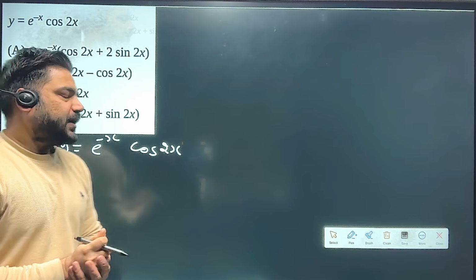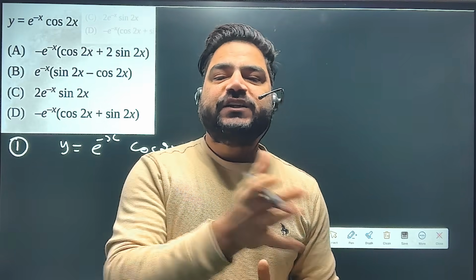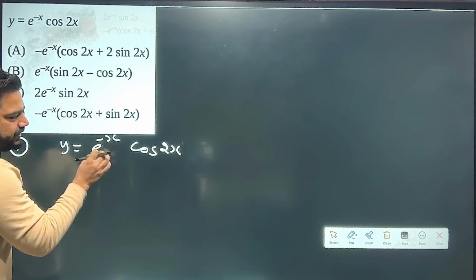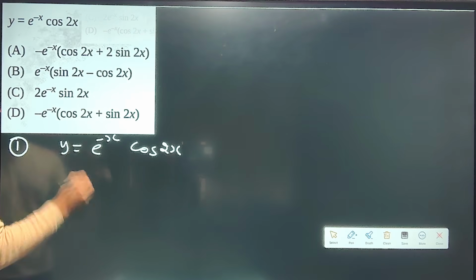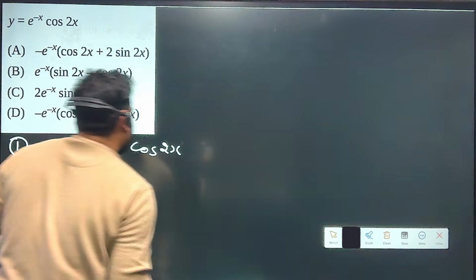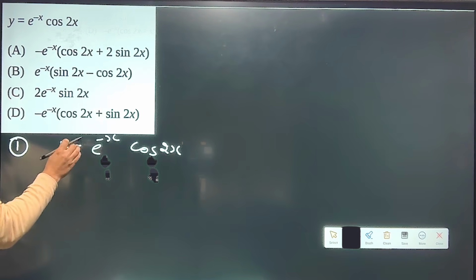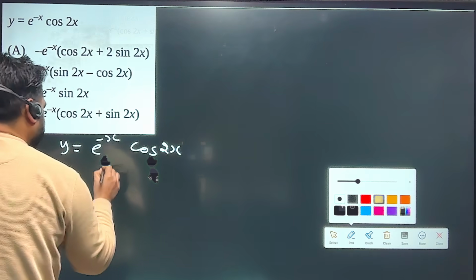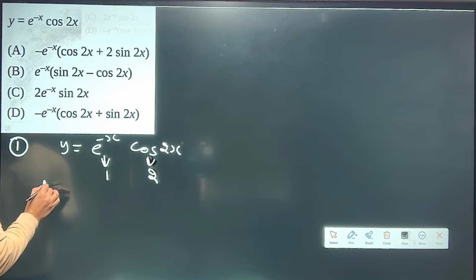For that we will apply the product rule. You can also call it the chain rule; here, chain rule and product rule are treated as the same. Right now we have two functions: e to the power minus x is the first function, cos 2x is the second function. We need to find its derivative. First, we assume one function as the first and the other as the second; you can assume either as first or second. After dividing the function into two parts, we apply the chain rule.